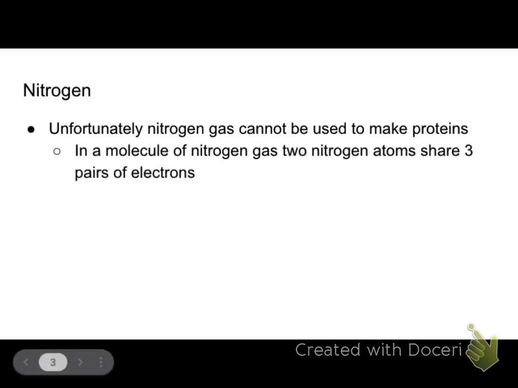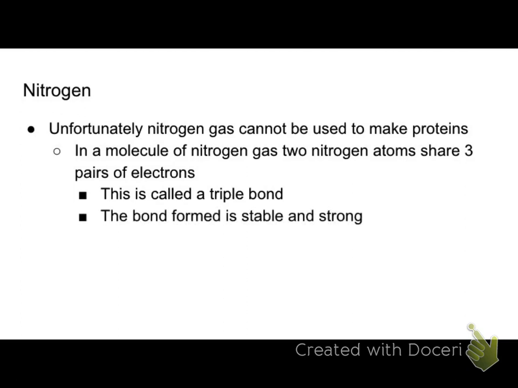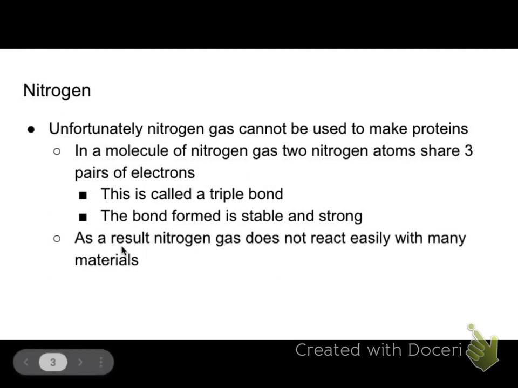They're sharing 3 pairs of electrons, forming that triple bond, which makes this a very stable molecule. It's stable and it's strong. So it's not easy to break this bond, and because it's not easy to break this bond, the 2 atoms that are tied up in this molecule don't really want to react with anything else. As a result, nitrogen gas just really doesn't easily react with a lot of materials, and so it's very difficult to get nitrogen gas into a form that plants and animals can use.